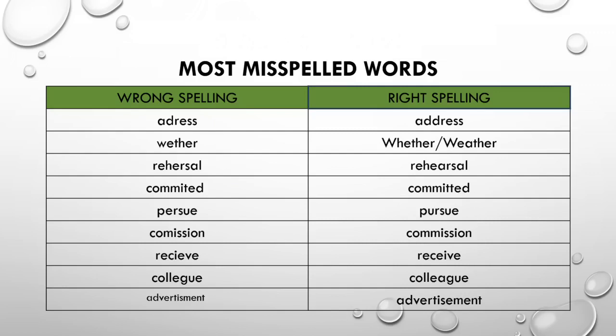That is the correct spelling. It is wrongly spelled as COLLEGUE. Then you have the word advertisement. The correct spelling is ADVERTISEMENT, and it is wrongly spelled as ADVERTISMENT. So these are some of the words that are commonly misspelled, and there are hundreds of words that are misspelled. Over here we can only take a few of the words that are commonly misspelled.